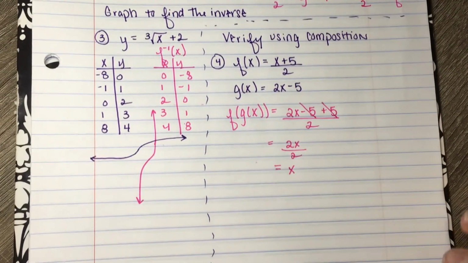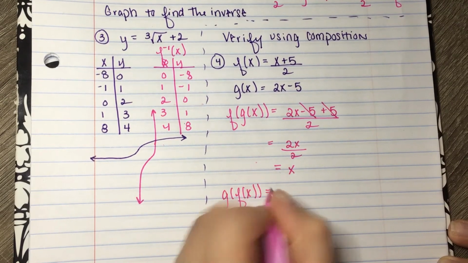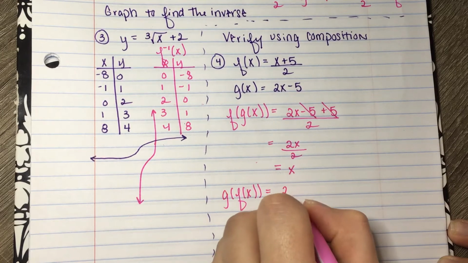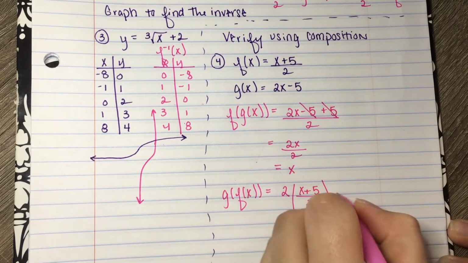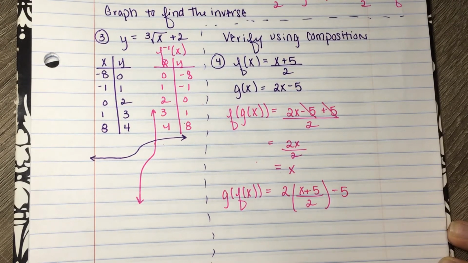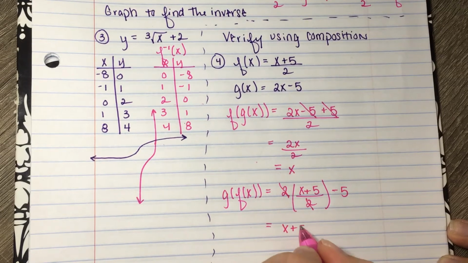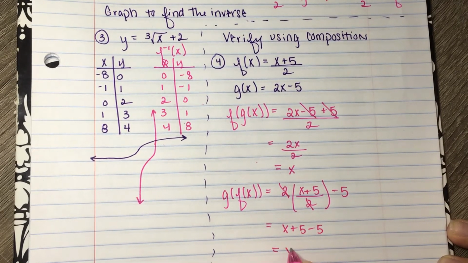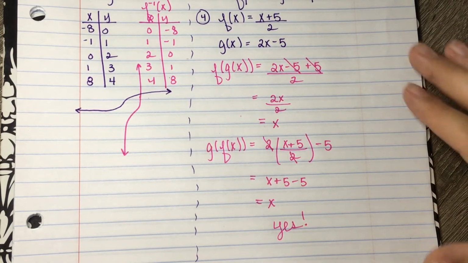So we're feeling pretty good that these might be inverses, but now we do have to go and do the other direction. And when I do the other direction, I'm starting with my g of x equation, and wherever I have an x, I'm taking it out, and I'm plugging in my f of x equation. And now I can see 2 over 2 is 1, and then I have x plus 5 minus 5, and that's also going to be x, so this would be a yes. They are inverses.